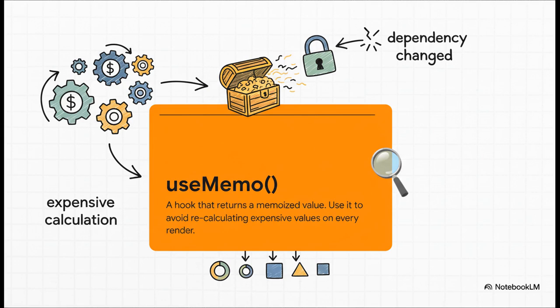Next up is useMemo. Now, while memo is for entire components, useMemo is for values inside your components. Imagine you're doing some really complex, time-consuming calculation on every single render. useMemo lets you cache the results of that calculation. It'll only rerun the heavy lifting if one of its specific dependencies changes, saving you a ton of processing time.